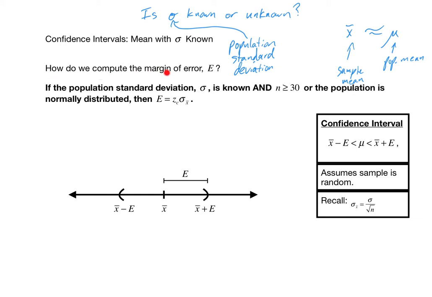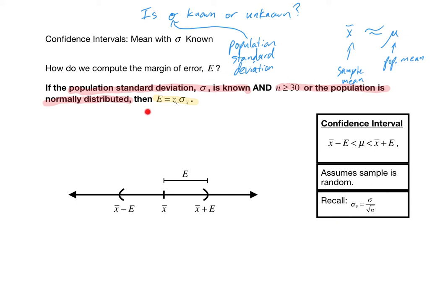So how do we compute the margin of error E when sigma is known? Well, it's not simply just when sigma is known. That's part of what we need. If the population standard deviation sigma is known and n is greater than or equal to 30 or the population is normally distributed, then we can conclude that the margin of error is z sub c times sigma sub x bar. Remember, z sub c is the critical value associated with the standard normal distribution for a given confidence level c. Also, sigma sub x bar is sigma divided by root n.